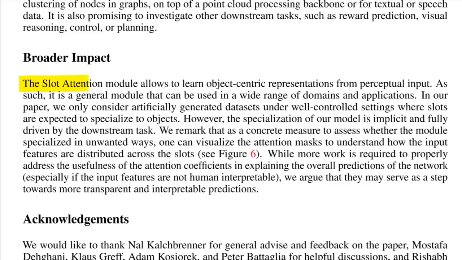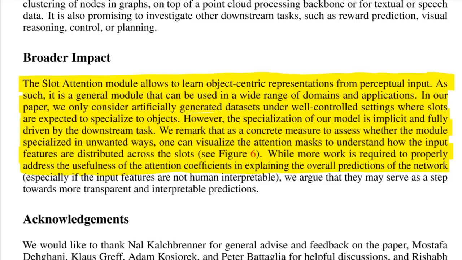Let's go through it. It says, the slot attention module allows to learn object-centric representation from perceptual input. Okay. As such, it is a general module that can be used in a wide range of domains and applications. In our paper, we only consider artificially generated dataset under well-controlled settings where slots are expected to specialize to objects. However, the specializations of our model is implicit and fully driven by the downstream task. We remark that as a concrete measure to assess whether the module is specialized in unwanted ways, one can visualize the attention masks to understand how the input features are distributed across the slots, while more work is required to properly address the usefulness of the attention coefficients in explaining the overall predictions of the network, especially if the input features are not human interpretable. We argue that they may serve as a step towards more transparent and interpretable predictions.